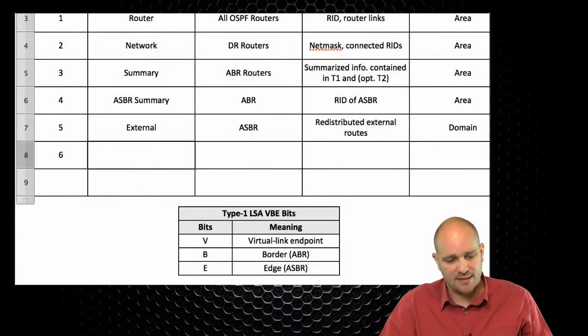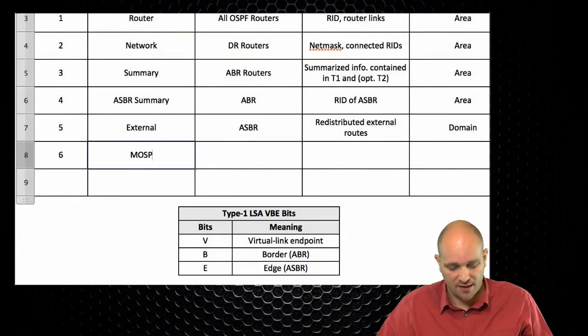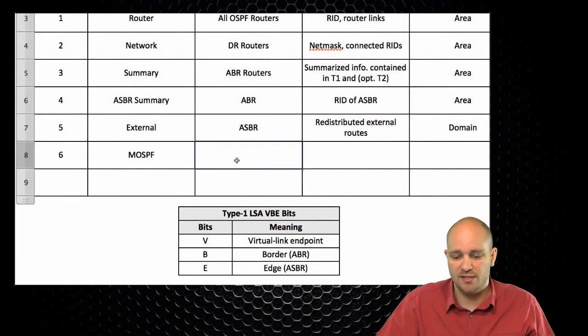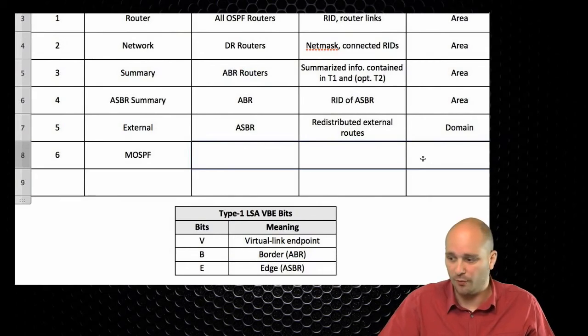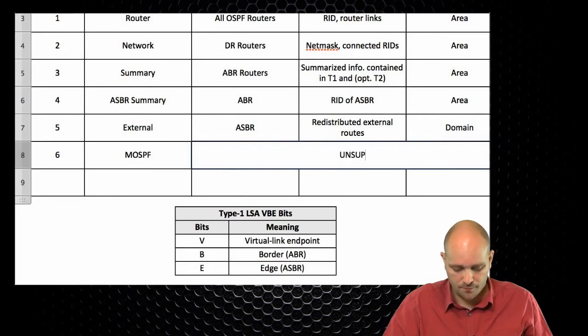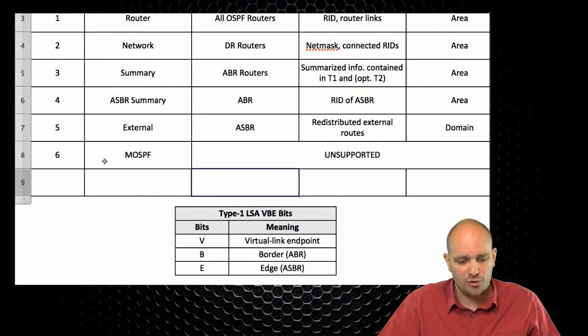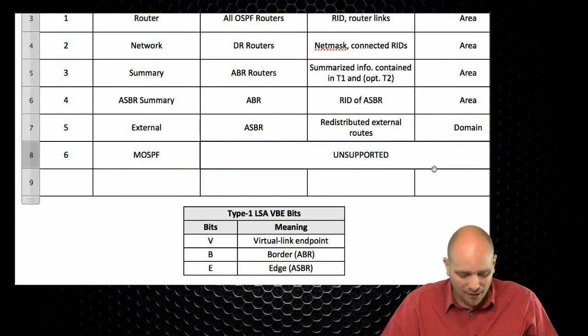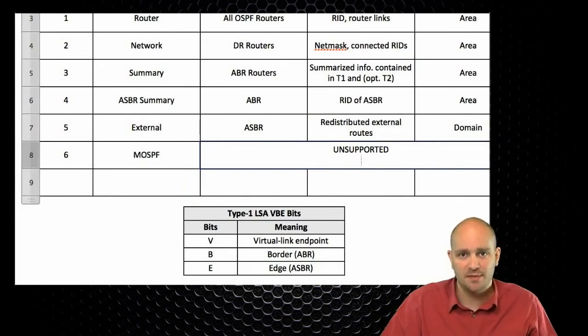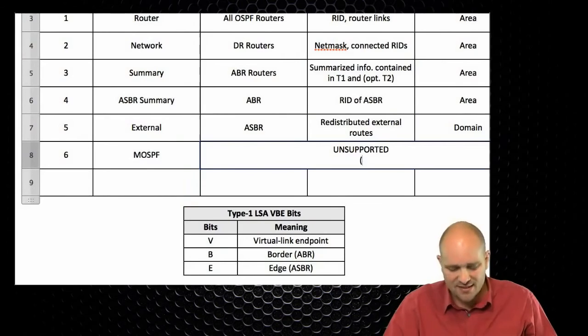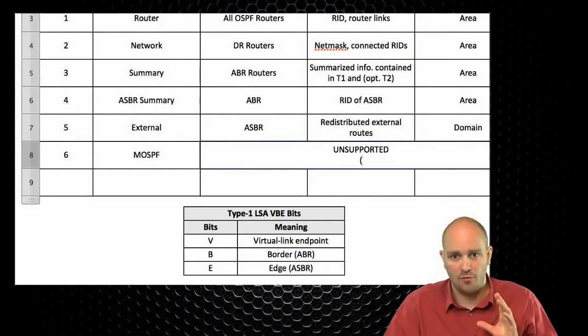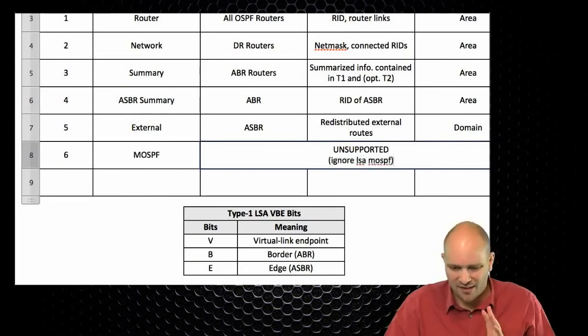Now, there is one LSA type, which is called multicast OSPF, which is not actually supported by IOS. So that's what I'm going to add here. I'm just going to say that this LSA is not actually supported. I'm going to write this down. So you're not going to see this in OSPF. Now, you can still be asked the question about type 6 LSA, and if that's the case, what you have to remember is ignore LSA MOSPF. I believe that's the command.